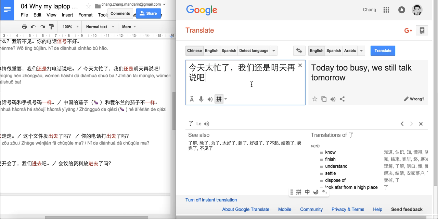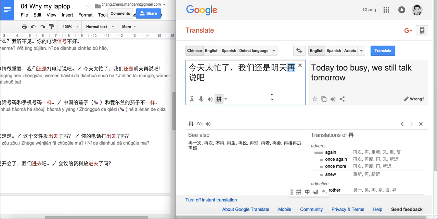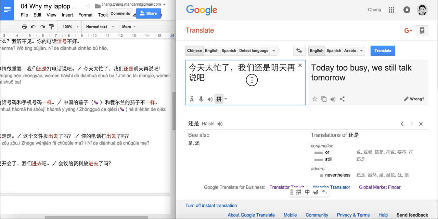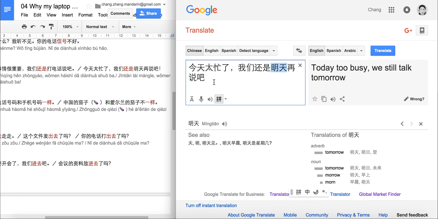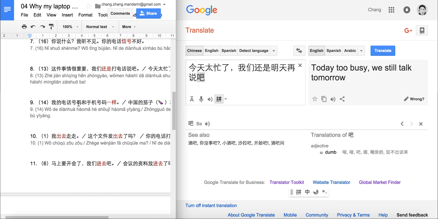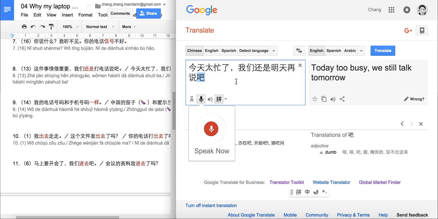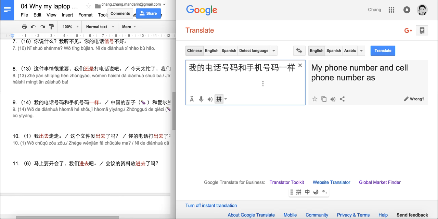今天太忙了,我们还是明天再说吧。今天 today, 太 too, 忙 busy. Today is too busy. Look, here the 了 at the end of the sentence does not refer to past tense. 今天太忙, today is too busy. 我们 we, 还是 or maybe, tomorrow discuss this 再 again, okay? Today is too busy. We should discuss this again tomorrow. Suggestion, okay?